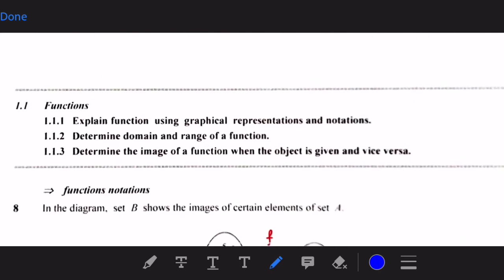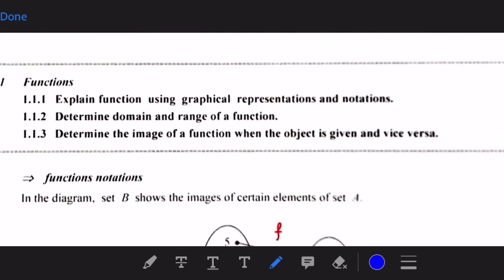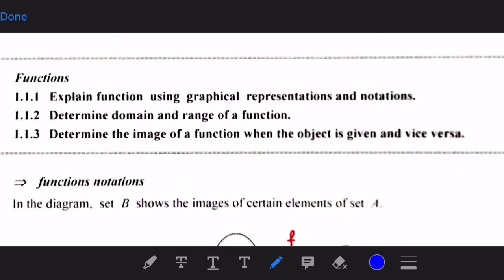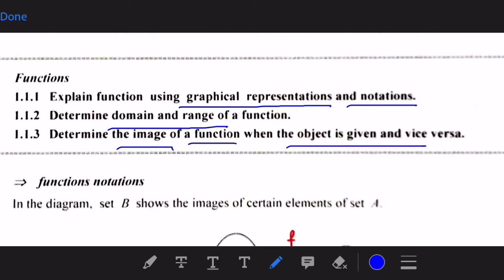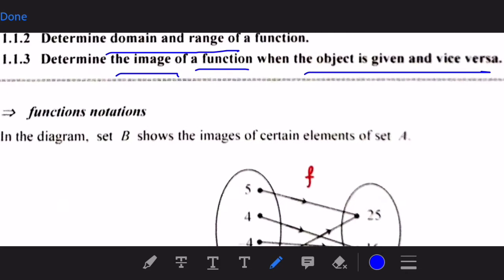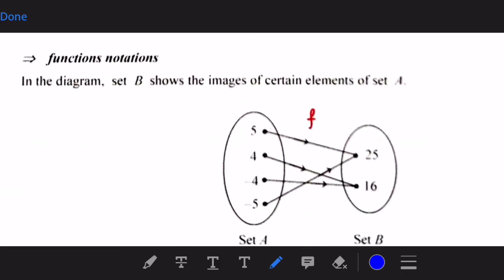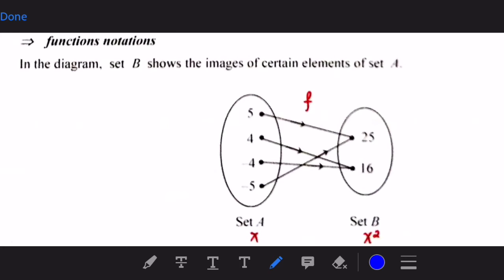Alright. Now let's see, for functions, explain a function using graphical representation and notation. So for functions, you will be asked how to use a graphical representation and notation. You have to determine the domain and range of the function. You have to determine the image of the function when the object is given, and vice versa. Function notation. What is function notation?